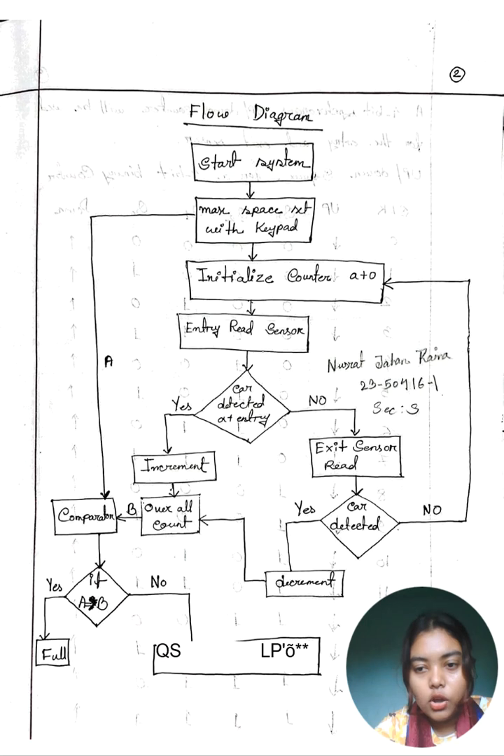If the entry road sensor does not detect a car, the system checks the exit road sensor. If the exit sensor detects a car, the counter is decremented. The flow then proceeds to compare the overall count A with the maximum limit B, following the same comparison logic and display outcomes as after an entry. If neither sensor detects a car, the system continues to monitor the sensors, indicated by the arrow looping back.